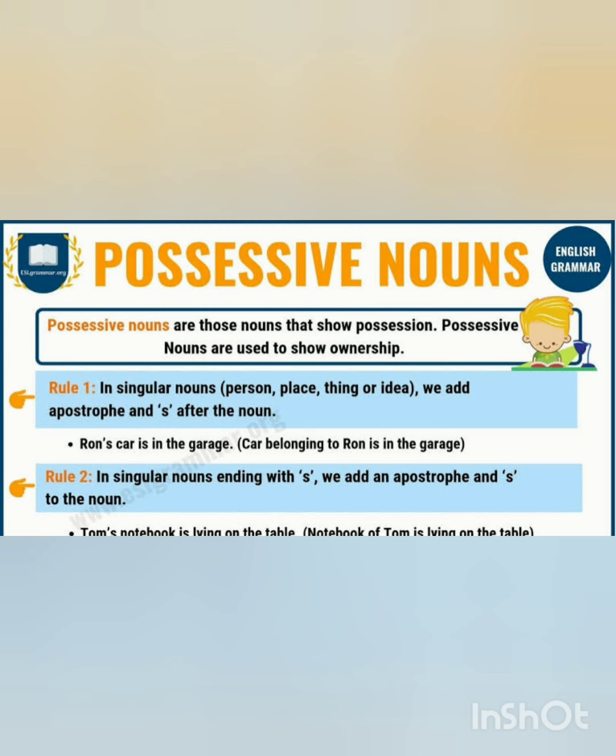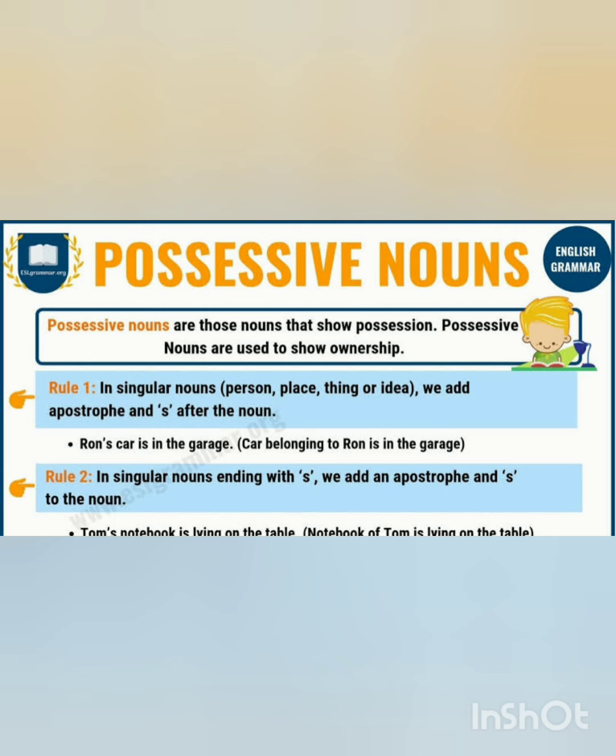The next unit is possessive nouns. So, what are possessive nouns? Possessive nouns are those nouns that show possession. Possessive nouns are used to show ownership, or to show that this thing belongs to that person, or he is the owner of this thing.